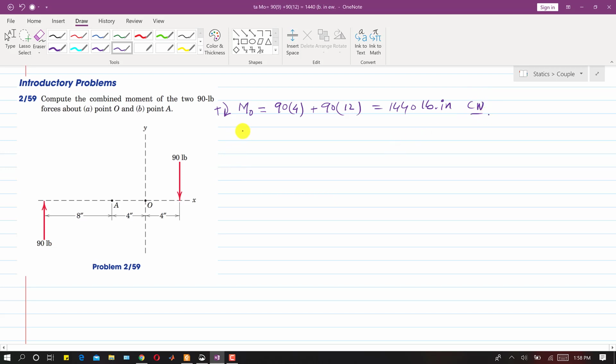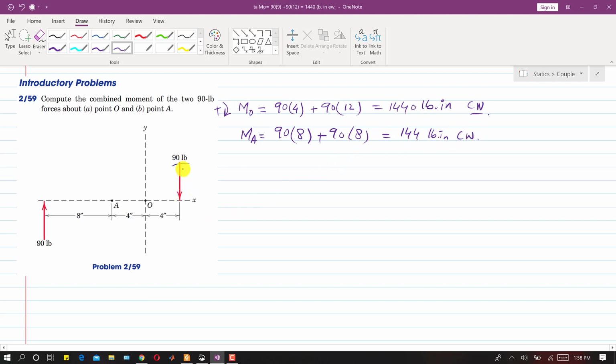Similarly, if I find the moment about point A, then what will it be? It will be 90, and the perpendicular distance of this 90 from point A is 8, and similarly the perpendicular distance of this other 90 from point A is also 8. So this will also equal 1440 pound inch, and the direction is clockwise.